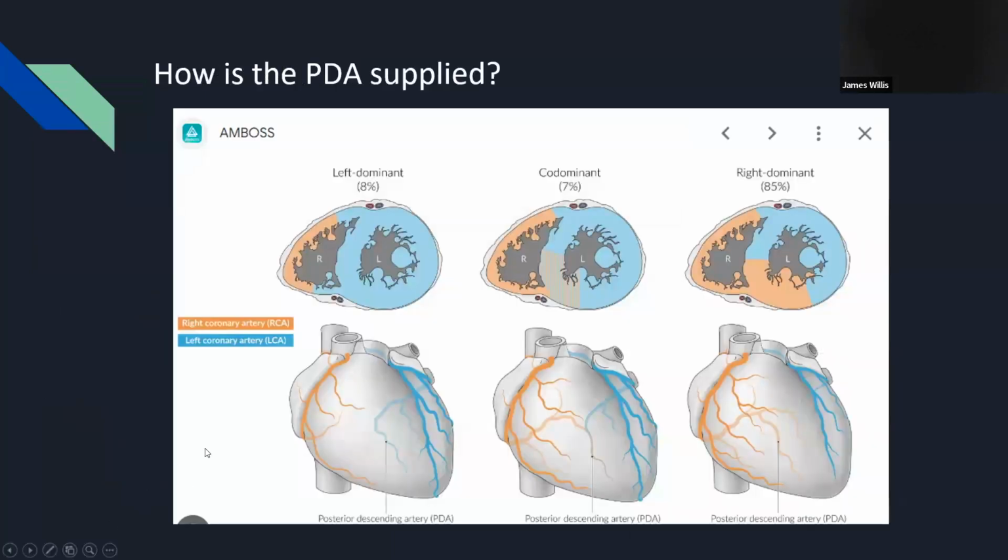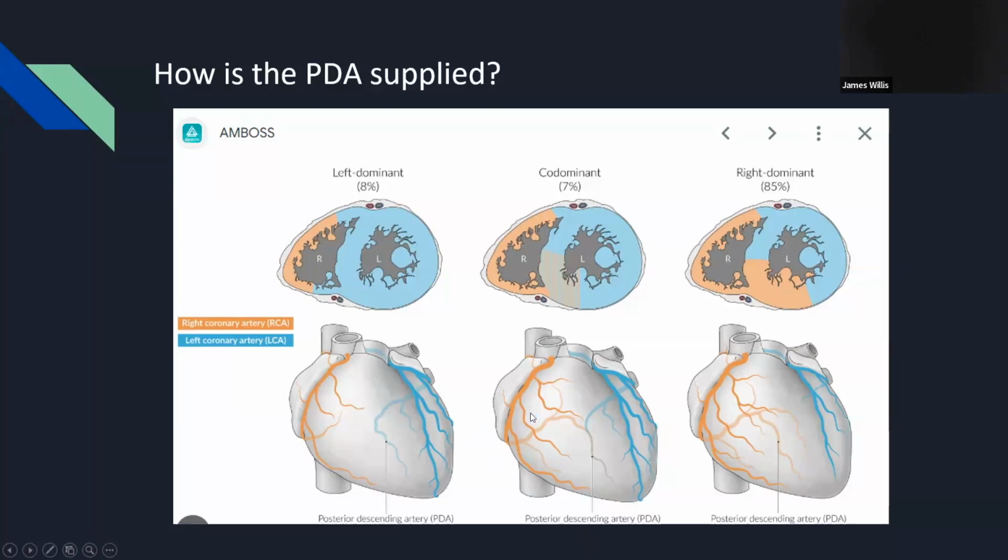Now, there's an artery called the posterior descending artery, the PDA, and it supplies the inferior part of the heart. Now, when we say someone's left versus right dominant, we're talking about where does the supply come from? So most people are right dominant. So a lot of times this artery is coming off of the right coronary artery. But in some people, it could be coming from the left circumflex or co-dominant.